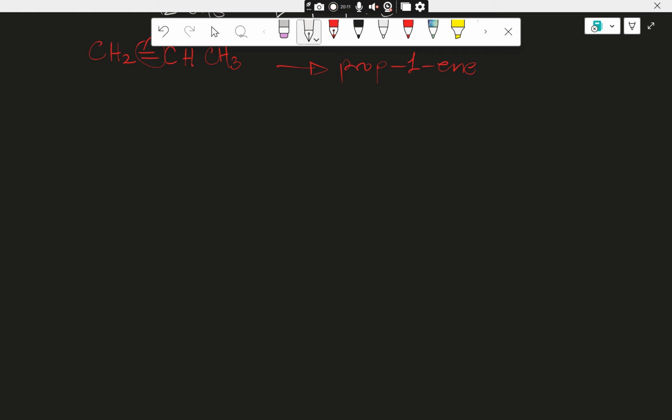So this is just like a crash course. So let's look at number three. The third group is ethene, right? No, not ethene. Sorry. I'm writing a wrong name now. So these are alkynes.